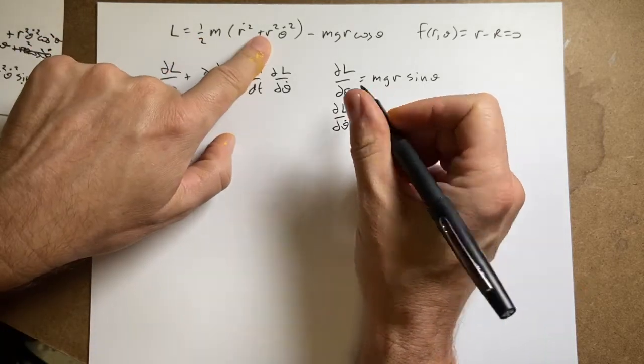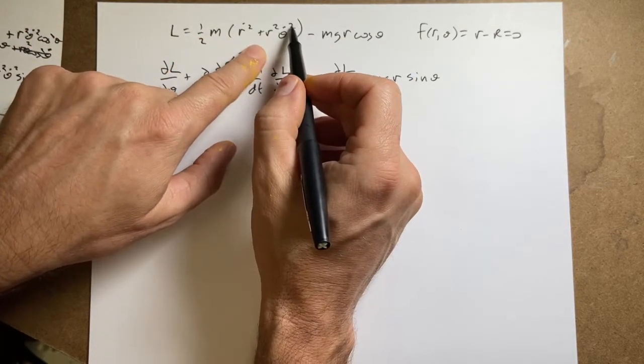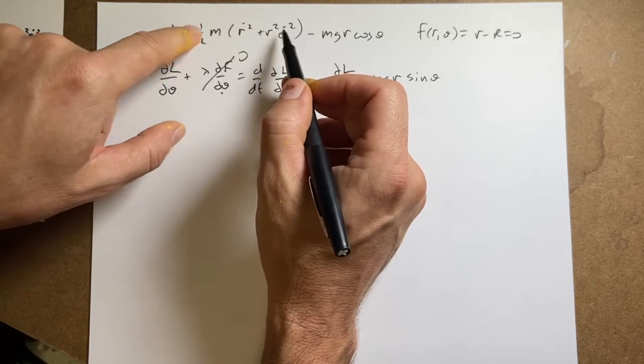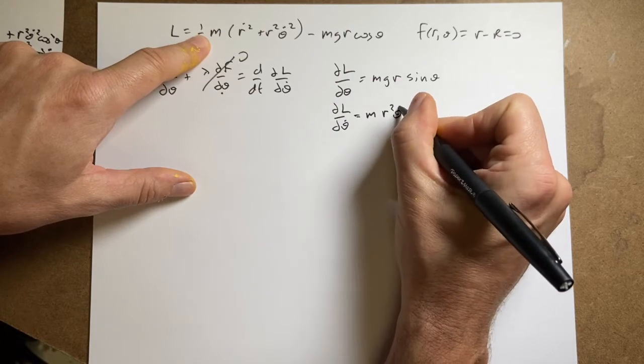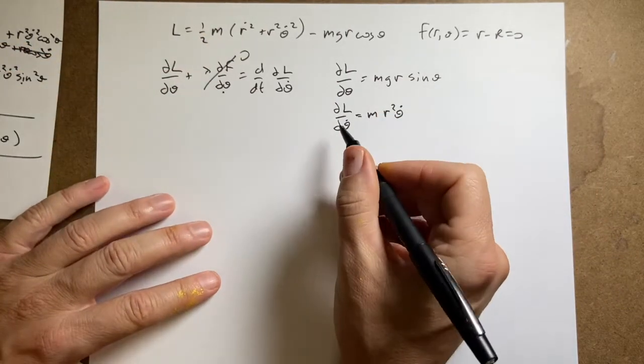So right here I get 1. So I bring the power rule, so I'll bring the 2 down. So I have 2 over 2, I have m r squared theta dot. That's it. Now I need to take the derivative of that.